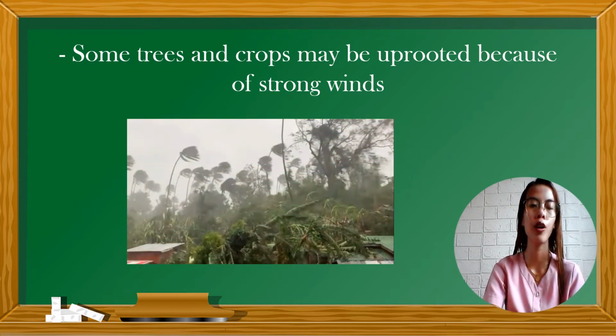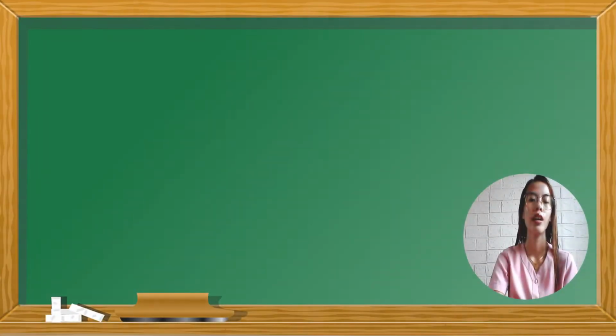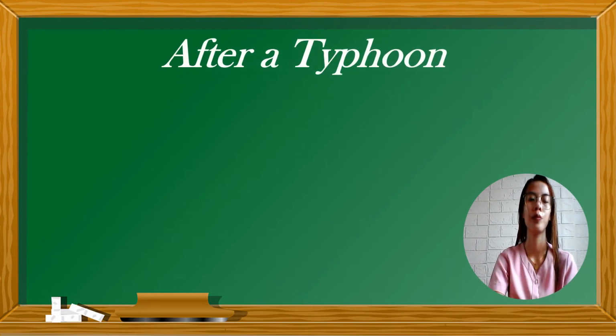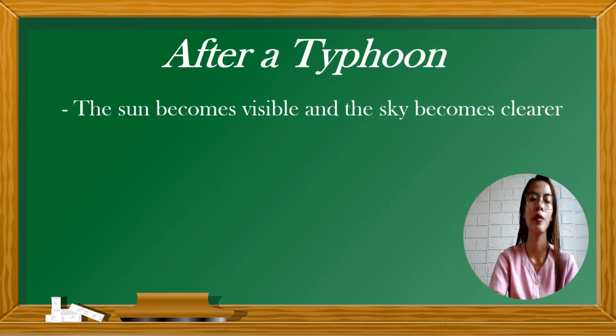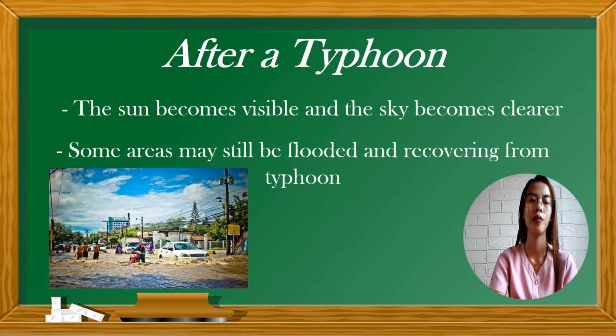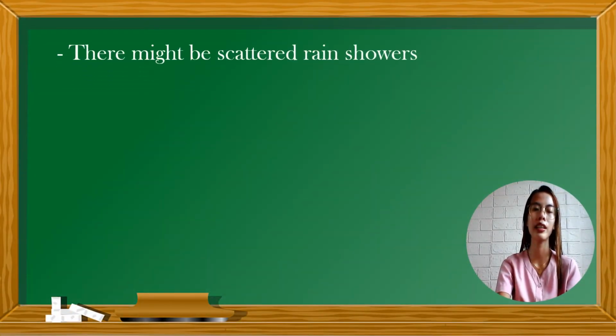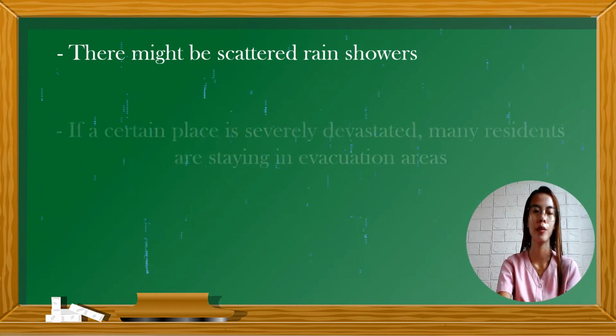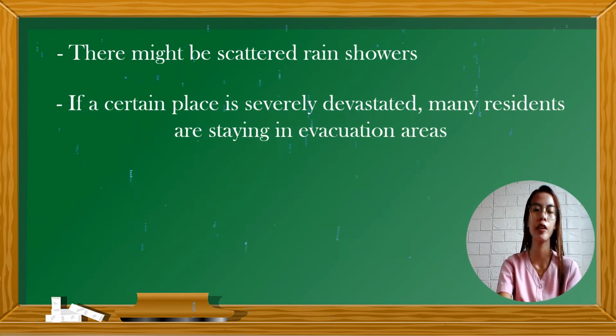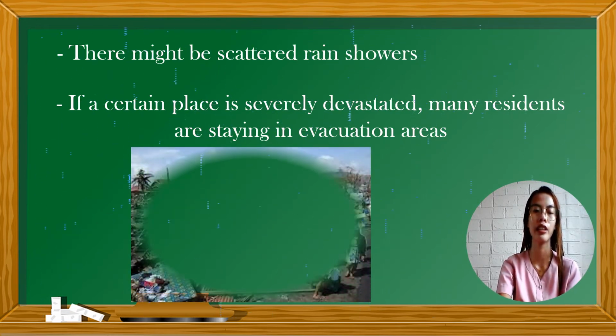Okay, now let's move on to the condition of the environment after the typhoon. The sun becomes visible and the sky becomes clearer. Next, some areas may still be flooded and recovering from the typhoon. There might be scattered rain showers. If a certain place is severely devastated, many residents are staying in evacuation areas.